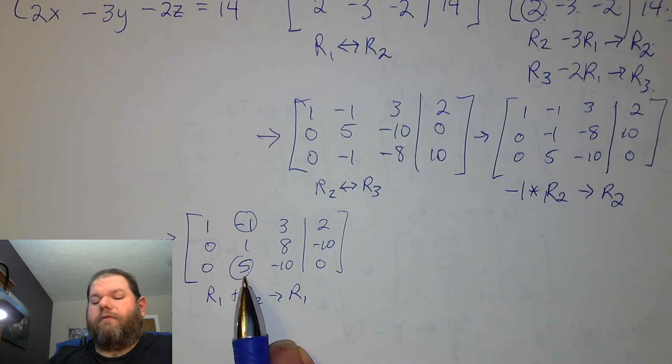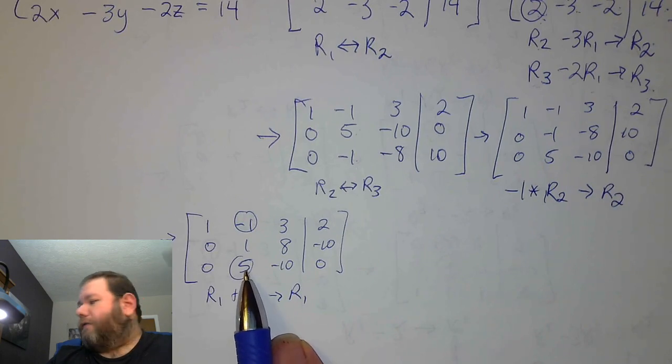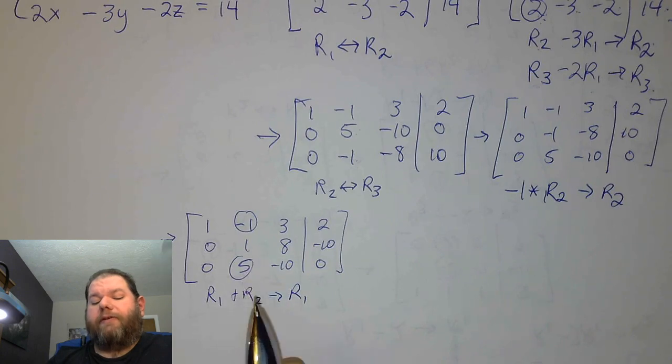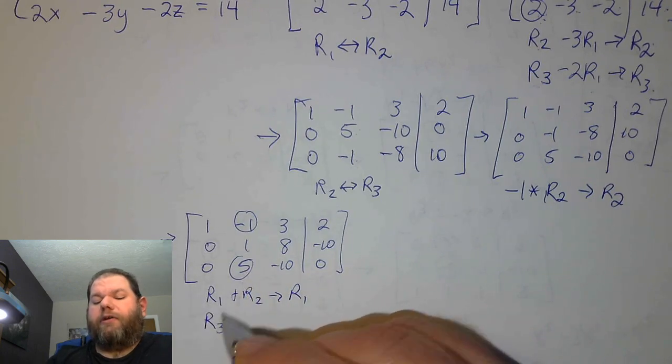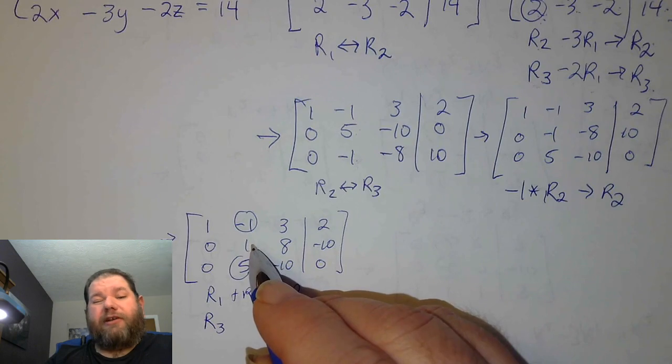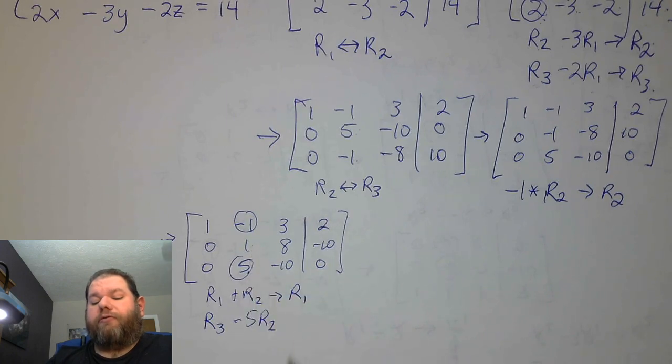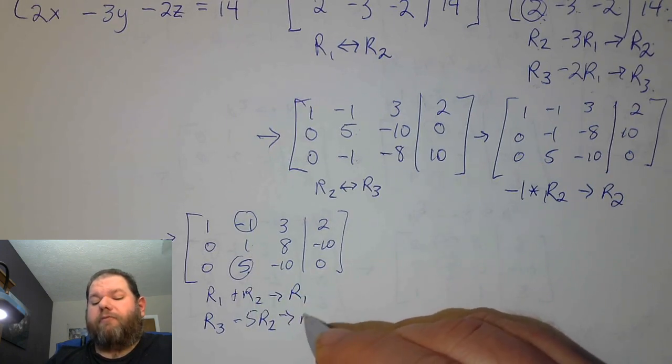And for row 3, we have a 5 right here. And we want to use that 1 to make it a 0. So if we take the 5 and subtract 1 5 times, that should do the trick. So we'll take row 3 and subtract row 2 5 times and replace row 3.